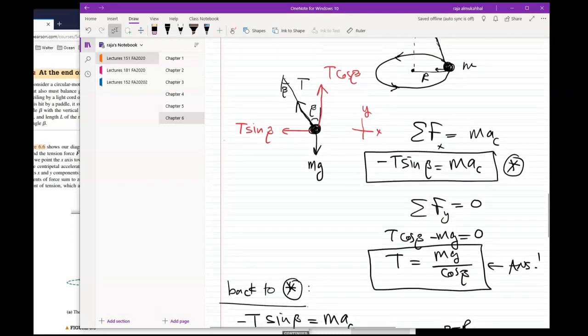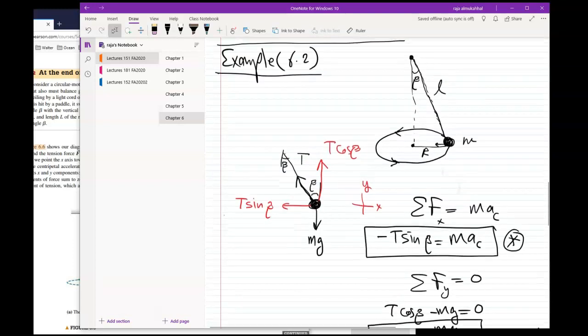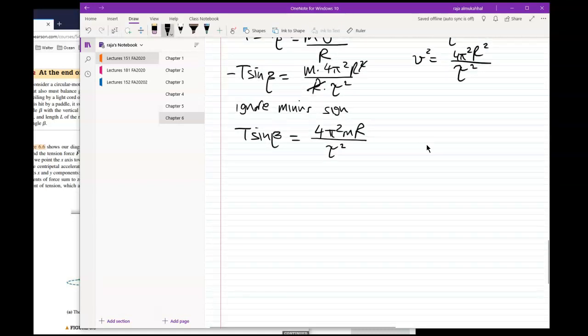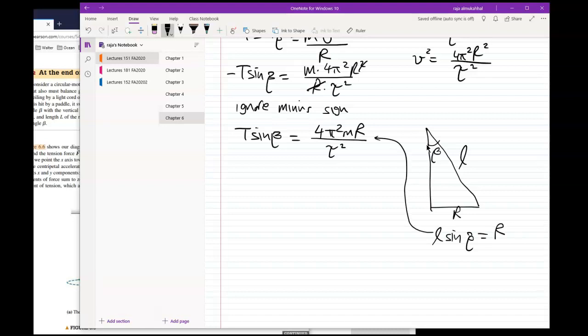Well, let's go back to the diagram. Look at the diagram here, or let's say this one here. Let me draw this triangle at the bottom of the page, and I'll show you what I'm trying to say. Here's the triangle. This is the length L. This is beta, right? And this is the radius R. So notice that L sine beta equals R. See what I'm saying?